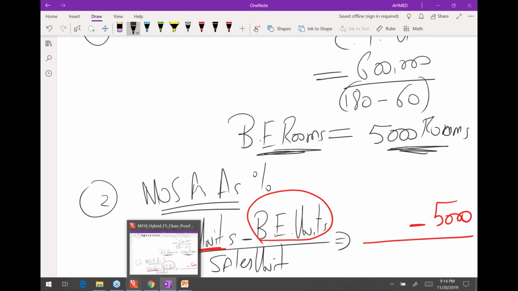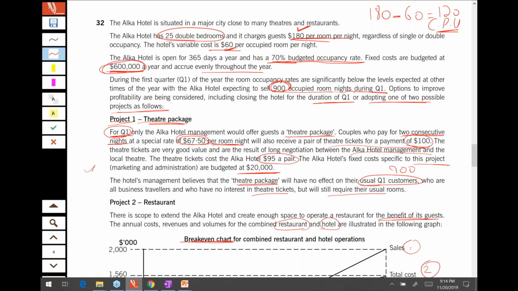So if I go back to the question, let's work out. 25 double rooms we have into 365 days the hotel is open. So 25 into 365 is 9125 rooms available in the hotel throughout the year.